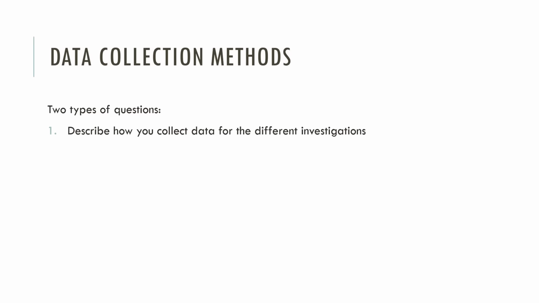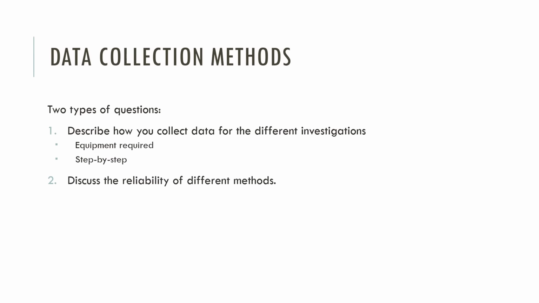First type of question, and these are the ones that are typically worth about 4 marks, you describe how you can collect data for the different investigations. So the exam question might give you a hypothesis, and you have to describe how you can go about collecting data to prove that hypothesis. So it does require you to have knowledge of the equipment and be able to write in a step-by-step way. That's really quite difficult because you have to be quite concise.